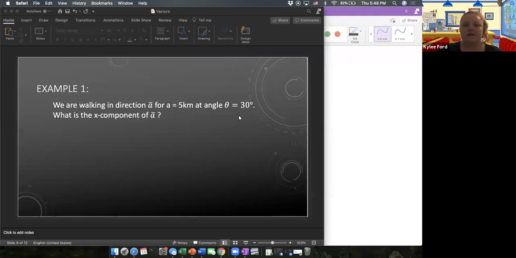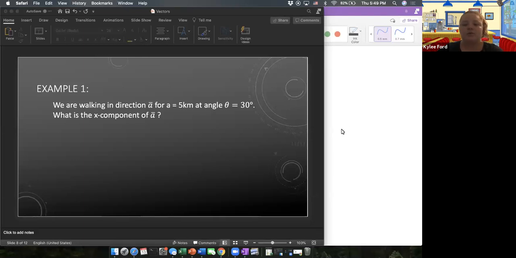Okay, so welcome back. I wanted to give you guys a few examples of using vectors in the way we will be using them. So for my first example, I have that we're walking in a direction, A bar, so that's our vector, for 5 kilometers at an angle theta equals 30 degrees, and we want to know the x component of A bar.